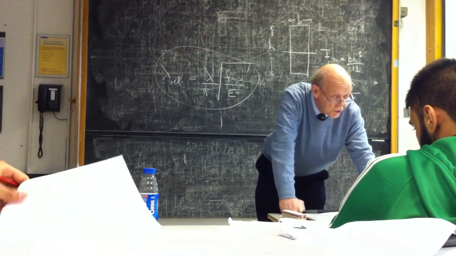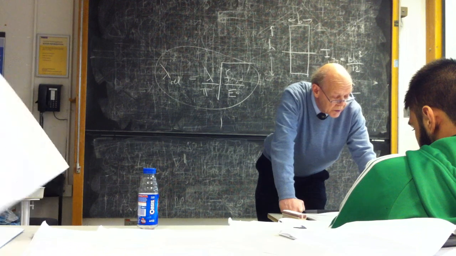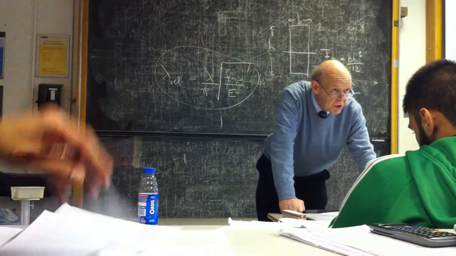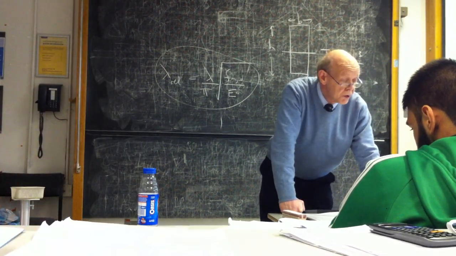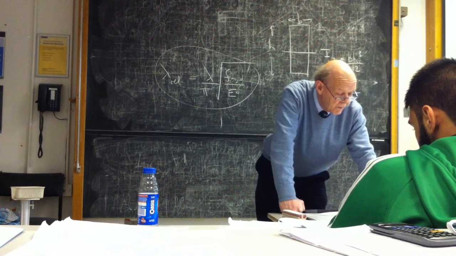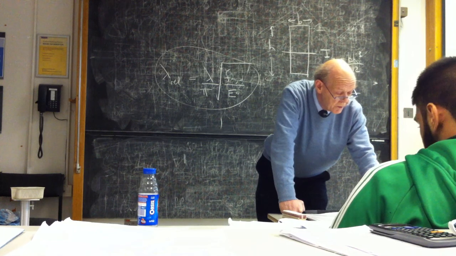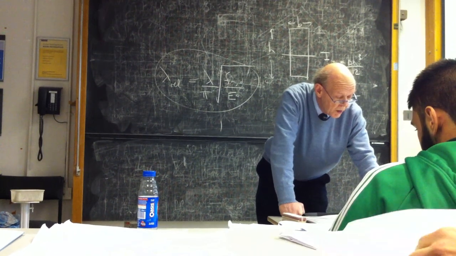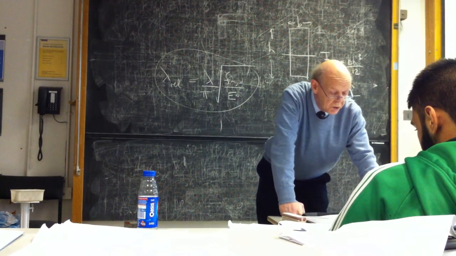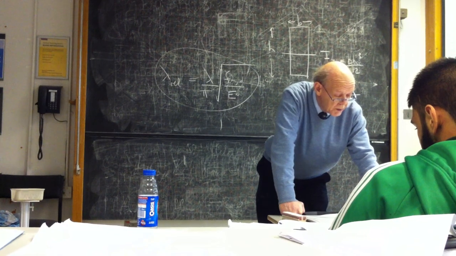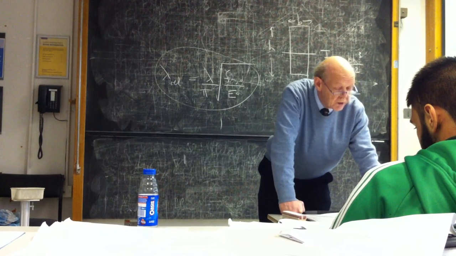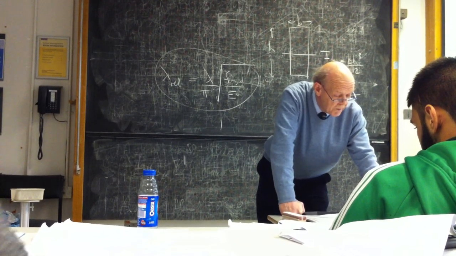Sigma C naught D. C for compression, naught because it's parallel to the grain, so it's at 0 degrees to the grain, D for design. In other words, load over area, 2.06. Bending stress about the y-axis, bending moment over section modulus, 1.978. Bending moment about the z-axis, bending moment over section modulus, 2.06.